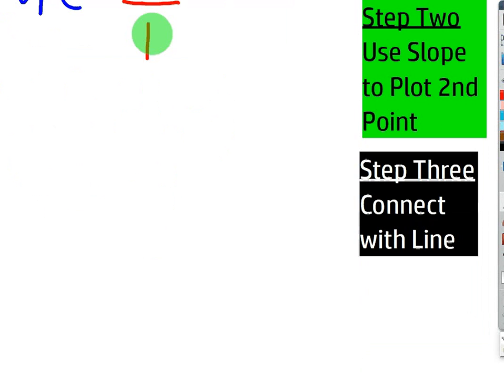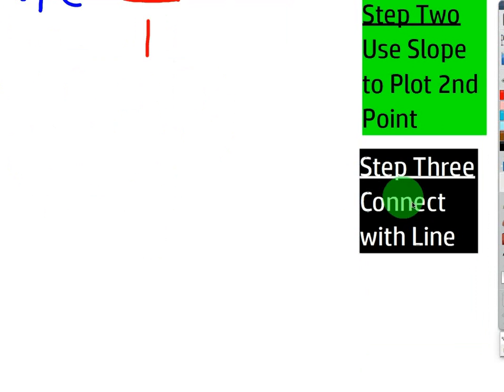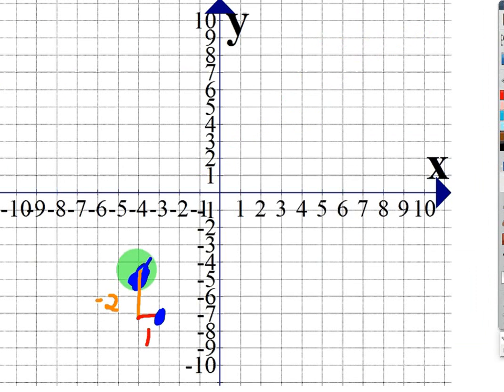Yes, and then we're going to connect those with a line. Remember, it only takes 2 points. That's the other example. It only takes 2 points to make a line. You don't need 3. So it's going to look like that.